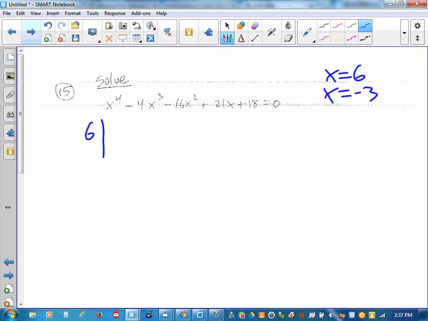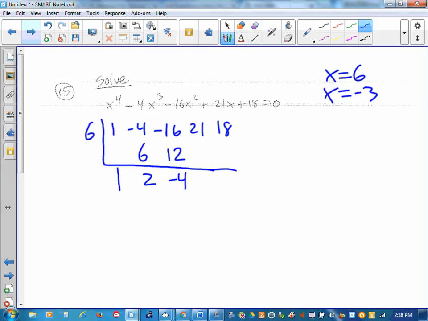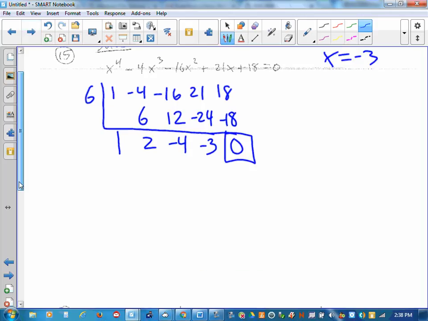So 6: 1, negative 4, negative 16, 21, 18. This is going to have a remainder of 0, right? Because I'm telling you it's a solution from the calculator. 1, 6, 2, 12, negative 4, negative 24, negative 3, negative 18. Remainder 0. Now I start over again.